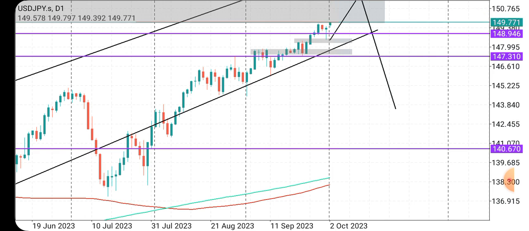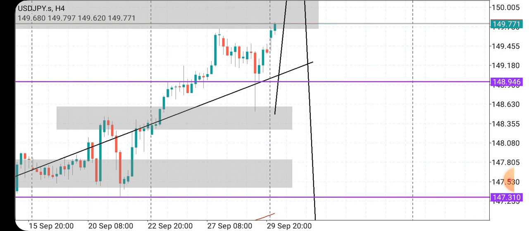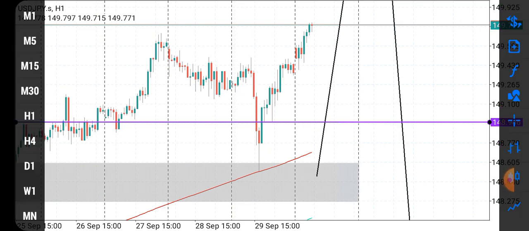So you should take your buys. It's a buying opportunity. It's on a buy territory, and then we are definitely targeting the 151 region. So there you have it, guys.